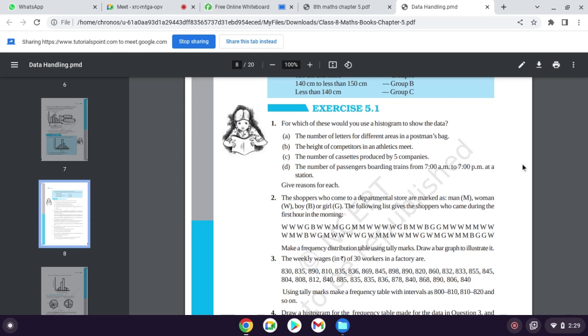And the reason for D? The reason for D is we will use a histogram as we can divide the given data into class intervals. Same answer you wrote in B. Got it? Yes, ma'am. Okay.